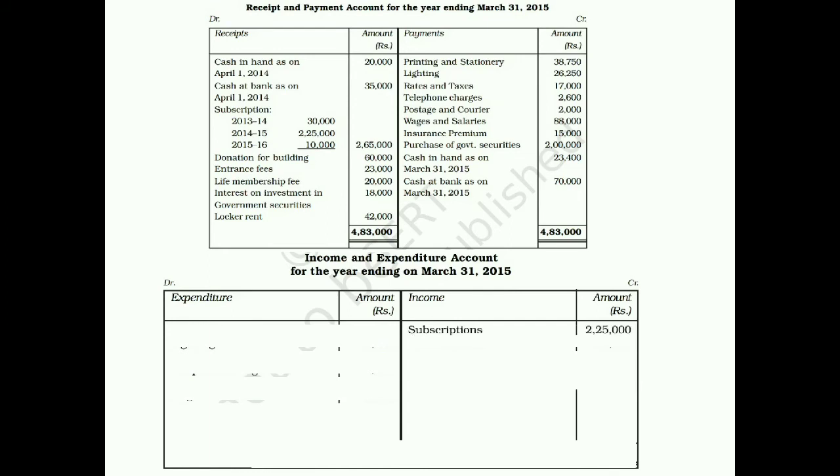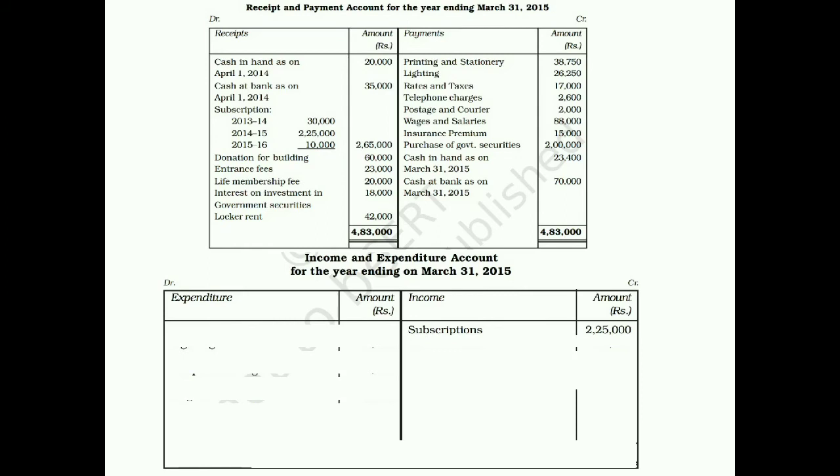After the subscription, what is there? Next is donation for building. My student, remember one thing: if there is any kind of donation for any specific purpose, then that kind of donation or receipt will be termed as capital receipt.